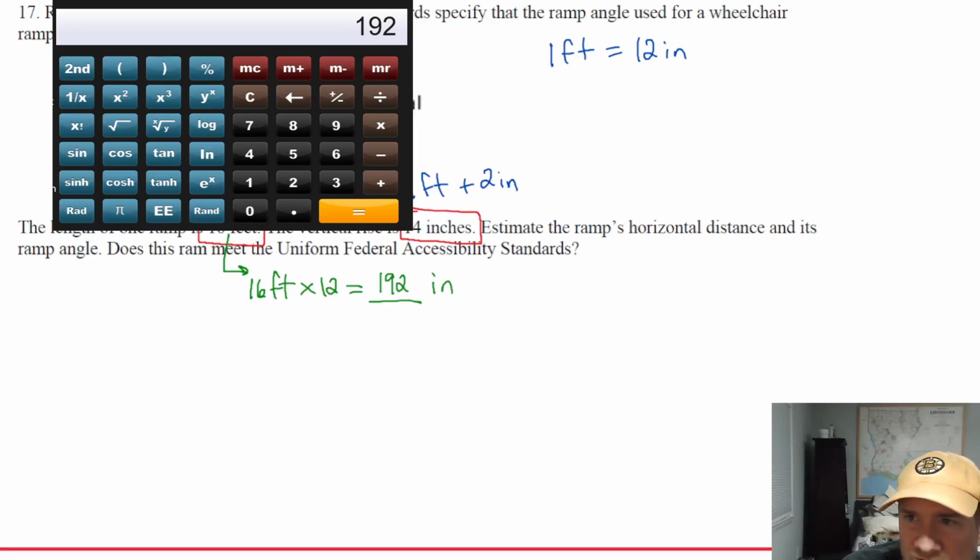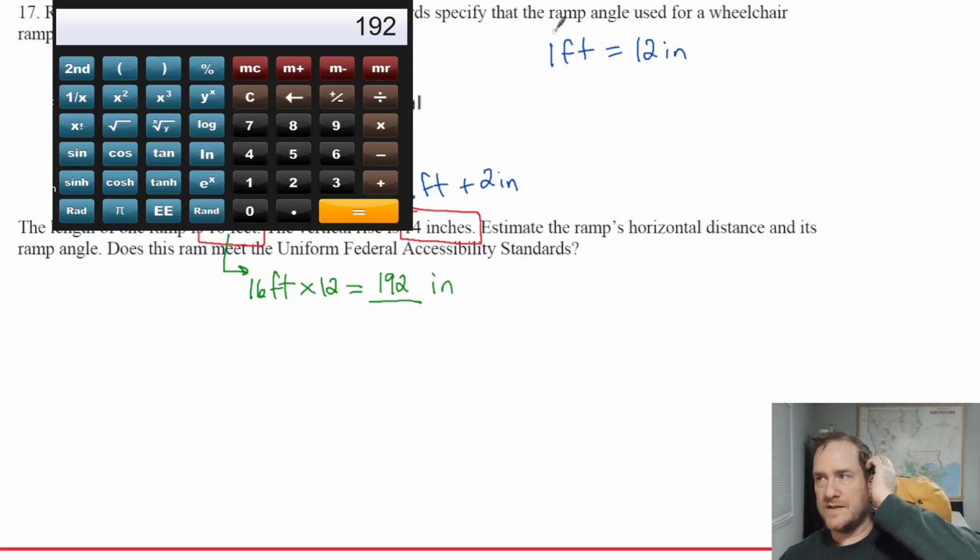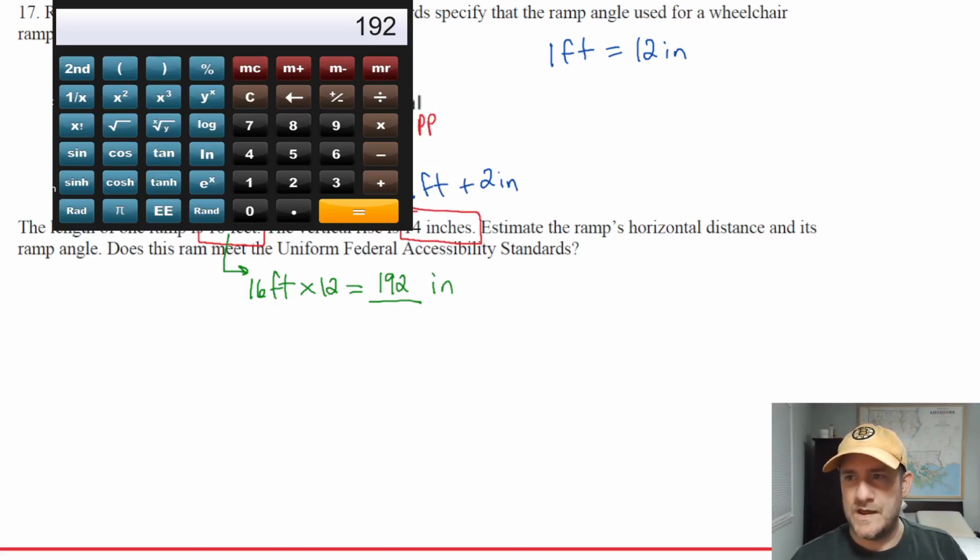Because the whole point of the question is we want that angle to be less than 4.78. If it's not less than 4.78, then it doesn't meet the code, the Uniform Federal Accessibility Standards, and so you'd have to rebuild it if it's too steep. So to do the math, I would of course find my sides. I have the opposite side and I have the hypotenuse. So SOH means sine, and we know that the sine of our angle, angle x, is equal to 14 over 192.